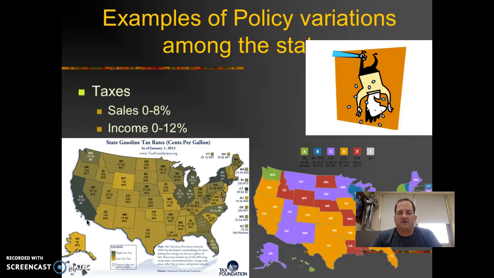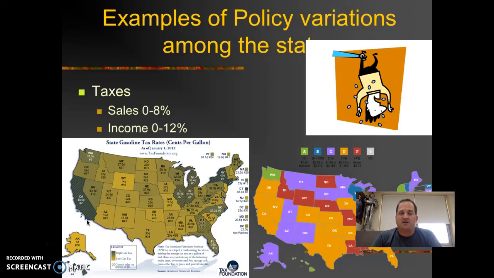Taxes are a good example of how different states have different laws. Sales tax. I think Wisconsin is 5.5%. You go to Illinois, it's higher than that. Income tax. Some states like Florida and Arizona have a 0% state income tax. That's why retired people like to move to those states, because they get to keep more of their money.